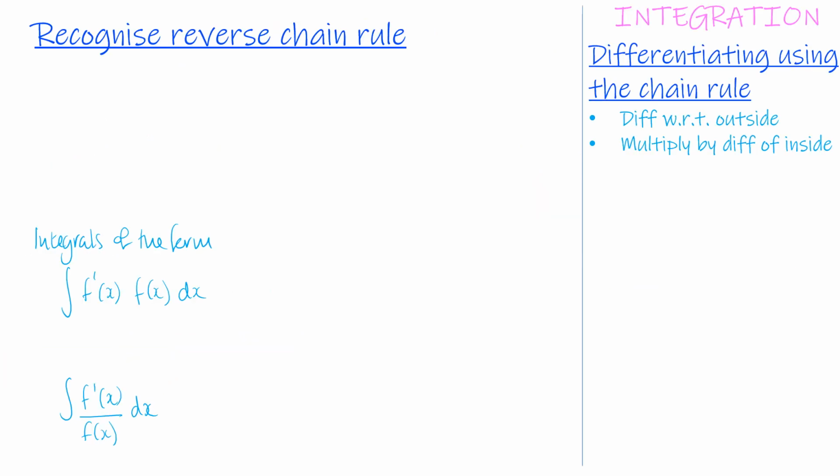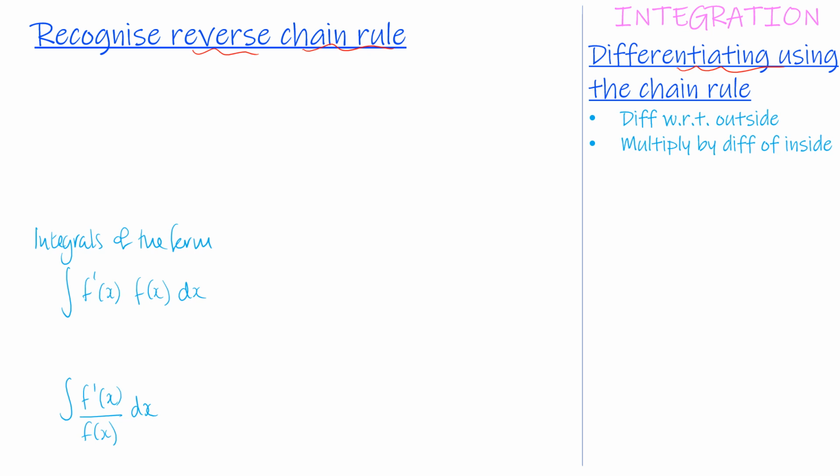The next skill I'm going to have a look at is being able to recognize the chain rule and be able to apply it in reverse. So when do we use the chain rule? We use it when we are differentiating. So let's have a look at it going forward, because that will help us to understand what's going on when we're working backwards.